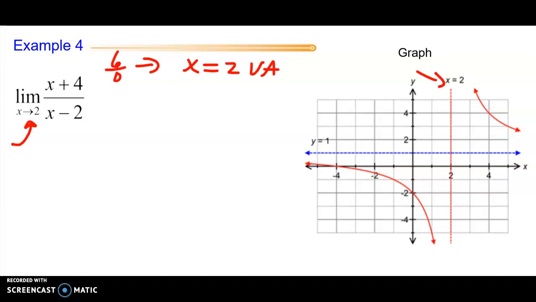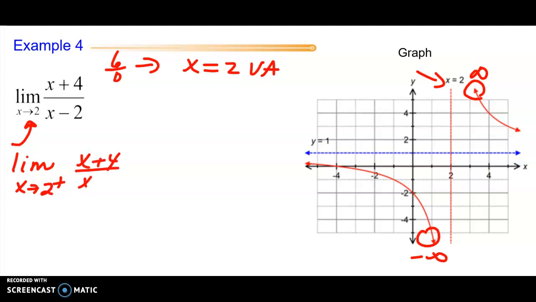Looking at the graph, I can see that on the right-hand side of 2, my graph is going to positive infinity. It's going to negative infinity to the left of 2. So how do I prove this algebraically? The limit as x approaches 2 from the right of (x + 4)/(x − 2), I know is infinity because it's undefined when I plug in 2.